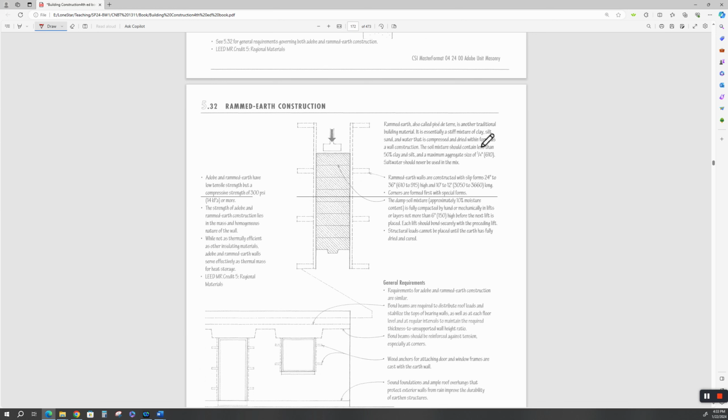It's essentially a stiff mixture of clay, silt, sand and water that's compressed and dried within forms as a wall construction. Yeah, you love that? Go back to your geotechnical stuff, the soils, right? The soil mixture should contain less than 50% clay. Well, that's because it expands and contracts, right? All right. And silt, and a maximum aggregate size of 1/4 inch.